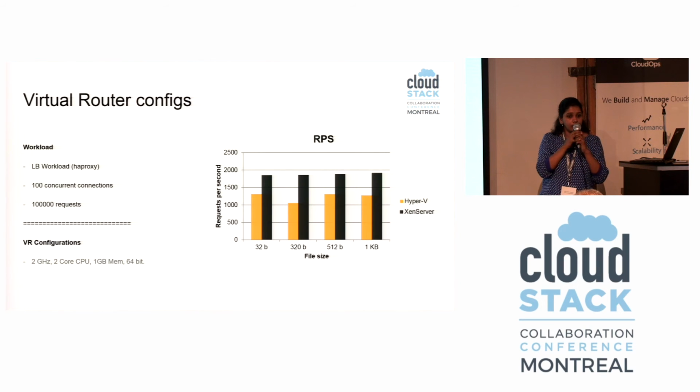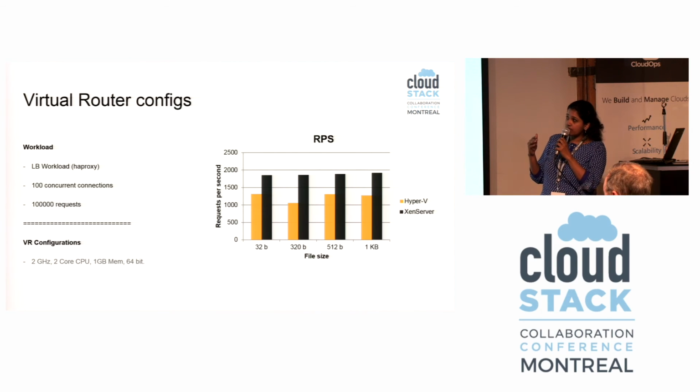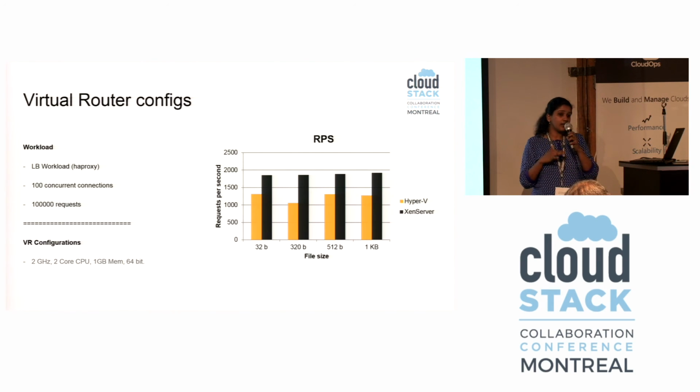So switching gears a little bit, like I spoke before on the networking side, this was another test which I ran specifically on the virtual router. This was a comparison between Hyper-V and XenServer, which was slightly different, but that's okay. It was not too much impacting. So what I did was I created a load balancing workload with the virtual router, and I just used Apache Bench to fire 100 concurrent connections with around 100,000 requests. So what happens? I mean, what is the RPS that you get with this?